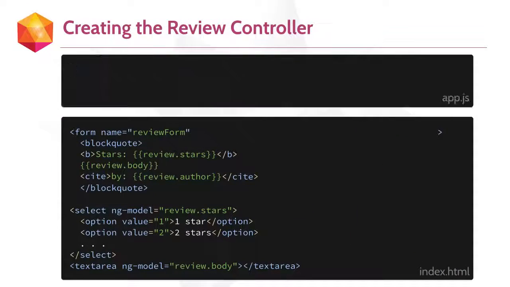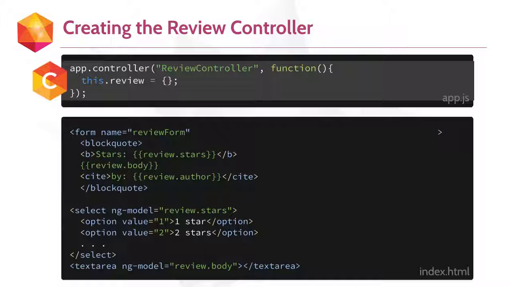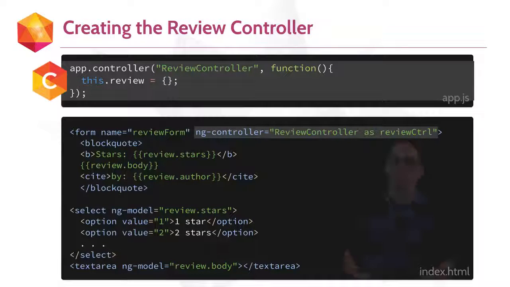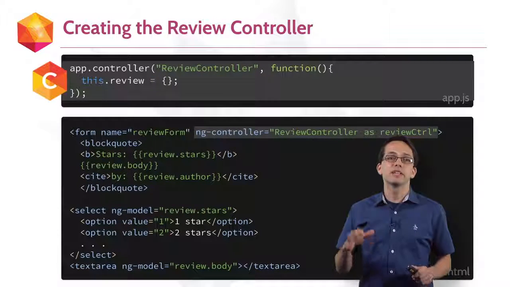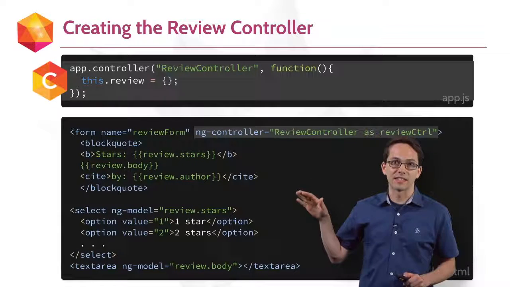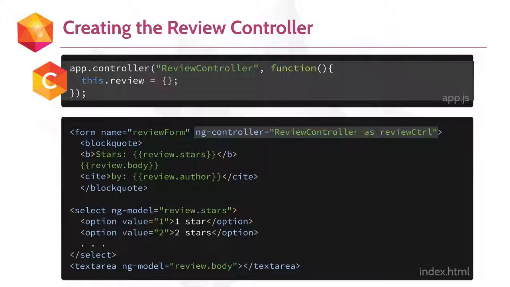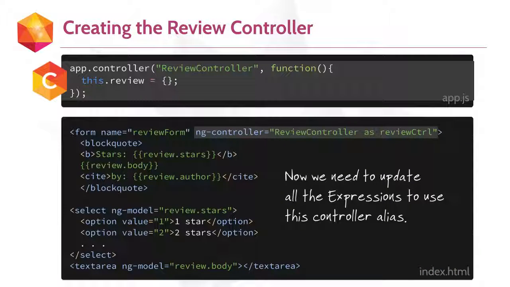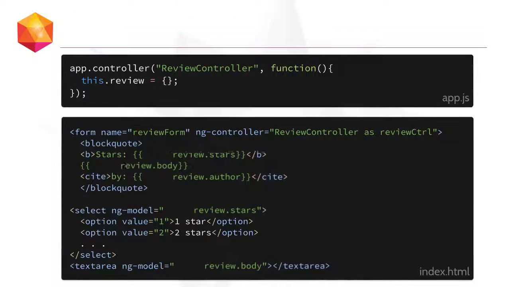We'll call it review controller, and the only thing we need to do inside of it so far is to initialize a property called review and set it equal to an empty object. Then on our form, we're going to use the ng-controller directive and attach the review controller as review CTRL. Why are we using CTRL? Because if you read other people's Angular code, they'll often use that as an alias, just adding CTRL. Now we need to update all the expressions to use this controller alias, so let's do that.